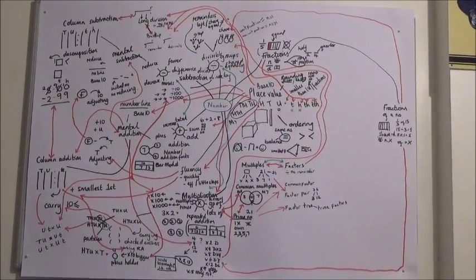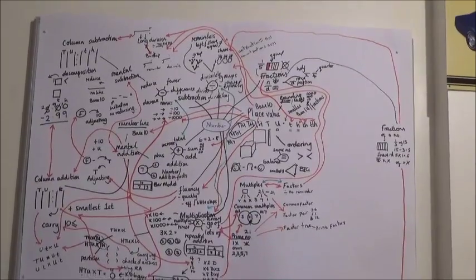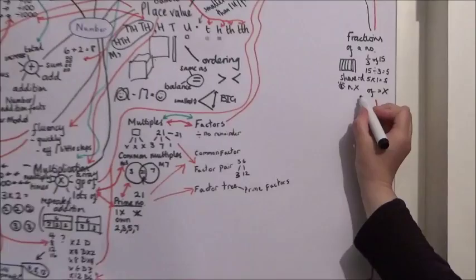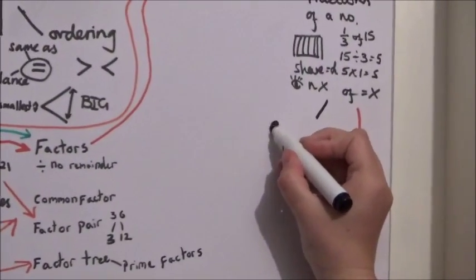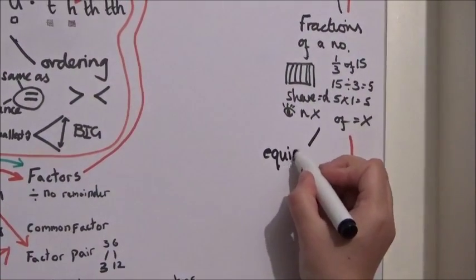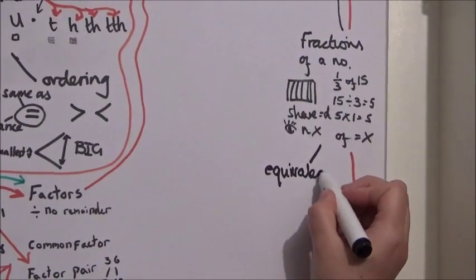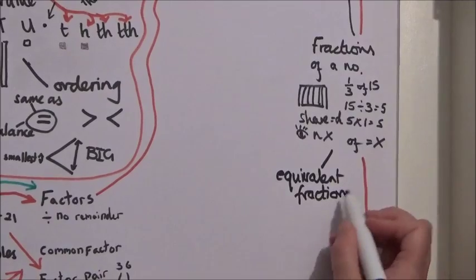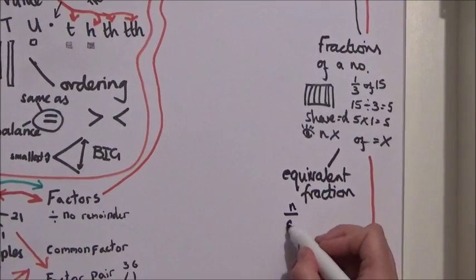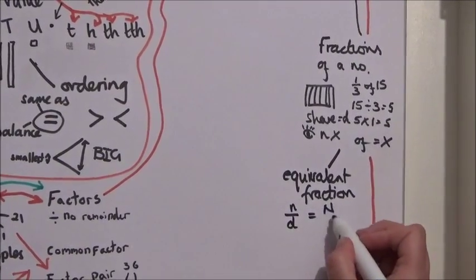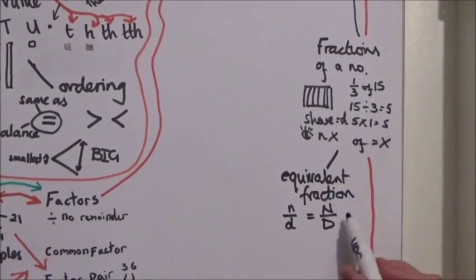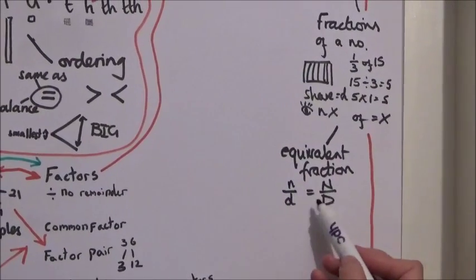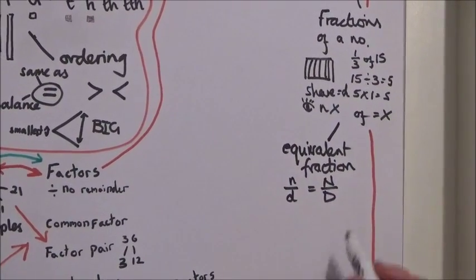Okay, so we're going to put our equivalent fraction understanding onto our number mind map. I'm going to come up to where we had fractions of a number. I'm going to come along here and I'm going to put equivalent fractions. Remember, they were the same fractions, but with different numerators and denominators. I'm going to show that by having capitals there so that you know that they're the same fractions, but they look a little bit different.